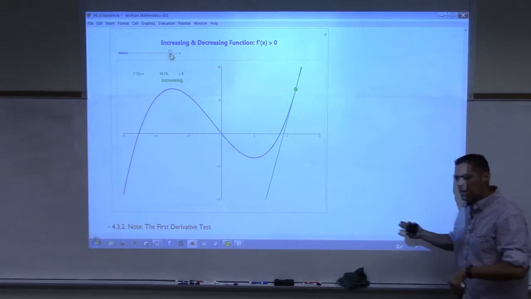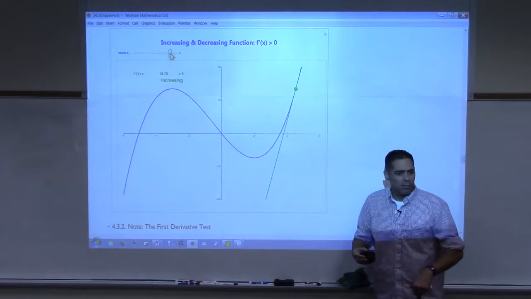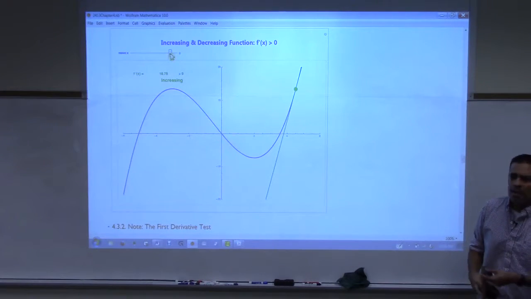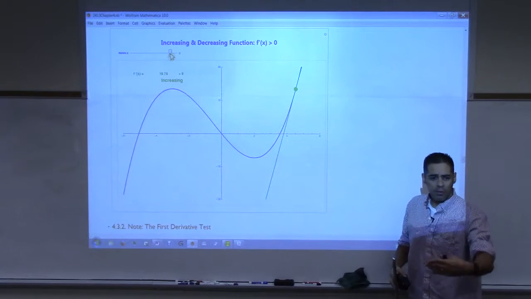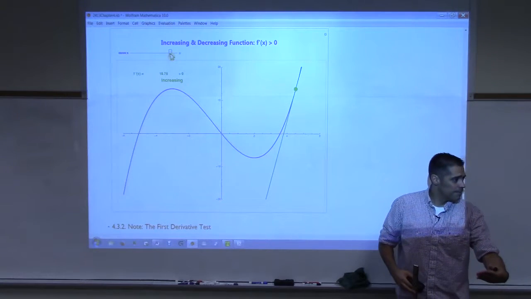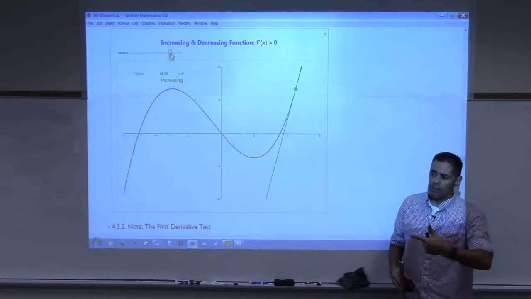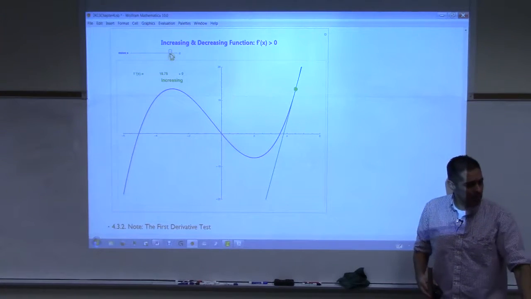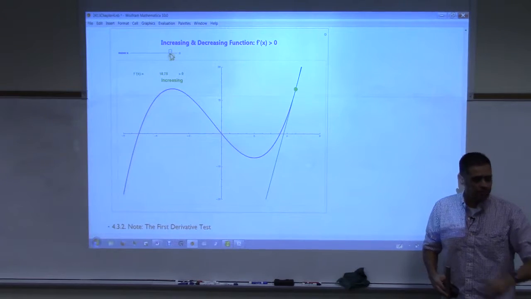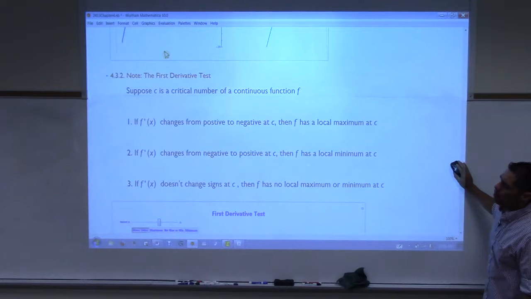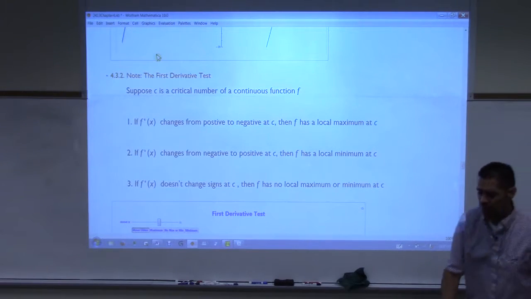So that first derivative tells us about increasing and decreasing intervals of our function. If we can figure out where the derivative of a function is positive, then we will know where the function's going up. If we can figure out where the derivative is negative, we will know where the function is going down. Make sense? So we have what we call the first derivative test.